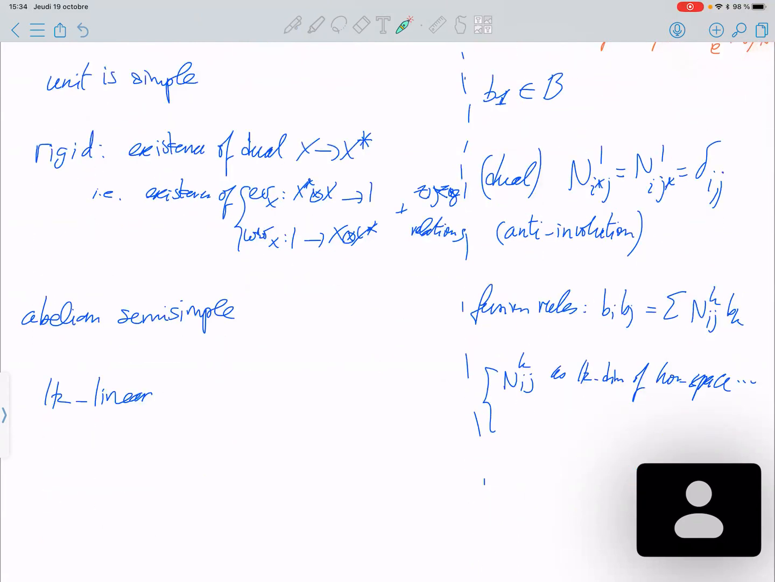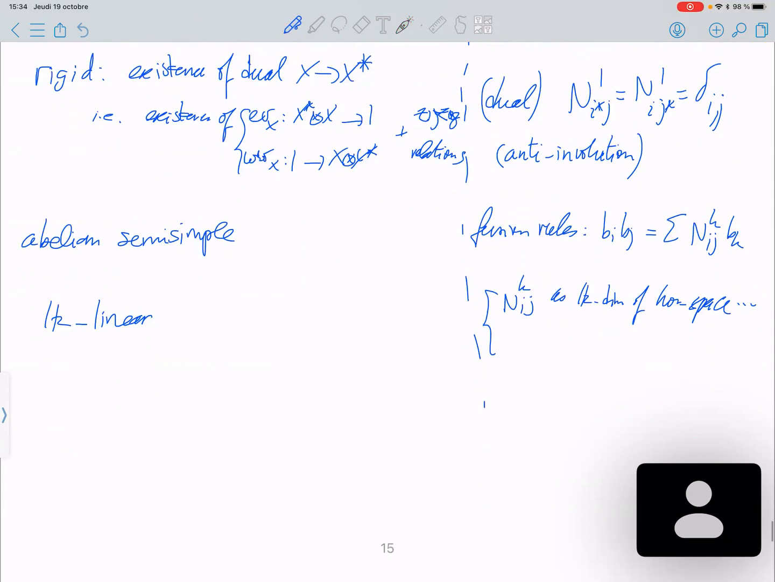Okay, and one other consequence of K-linear is the Frobenius reciprocity, because you have something about matrices. Reciprocity can be reformulated in terms of matrices, M_i star equals M_i star, which means dual corresponds to adjoint. Dual corresponds to adjoint of a matrix.